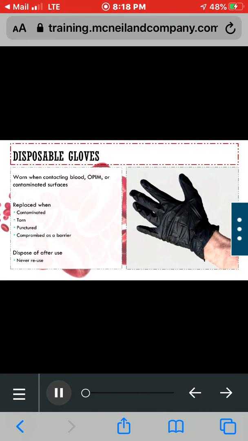One of the most common forms of PPE that is used to protect against bloodborne pathogens are disposable gloves. Gloves should be worn whenever it can be reasonably anticipated that the employee may have hand contact with blood or OPIM and when handling or touching contaminated items or surfaces. Disposable gloves should be replaced as soon as practical when contaminated, torn, punctured, or whenever their ability to function as a barrier is compromised. Disposable gloves must be disposed of after use and never reused.